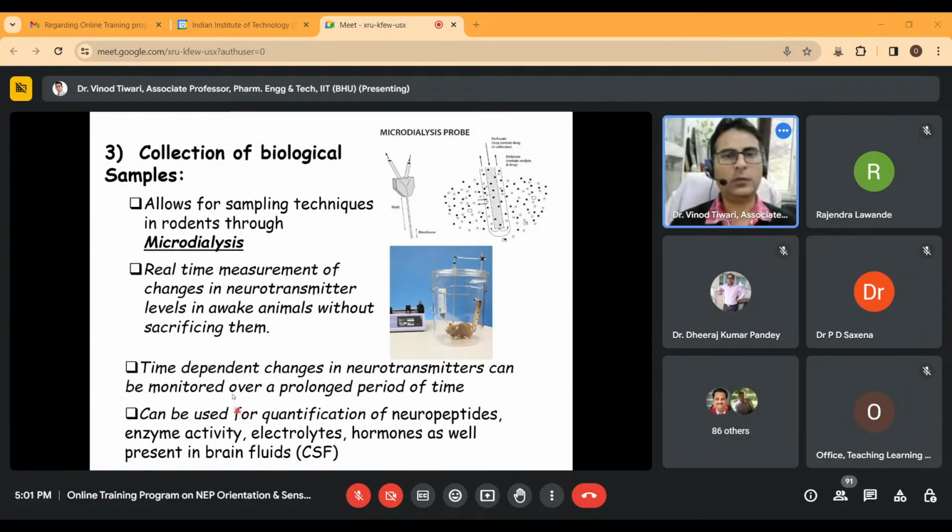Okay. Then what you can do is the sampling by using a microdialysis technique using stereotaxic surgery, and then you can do the real-time measurement of changes in neurotransmitters. So you can connect that collector with the HPLC or the LC-MS. Now, what is the HPLC and LC-MS? These are the tools or the techniques by which you can measure the levels of neurotransmitters in real time.